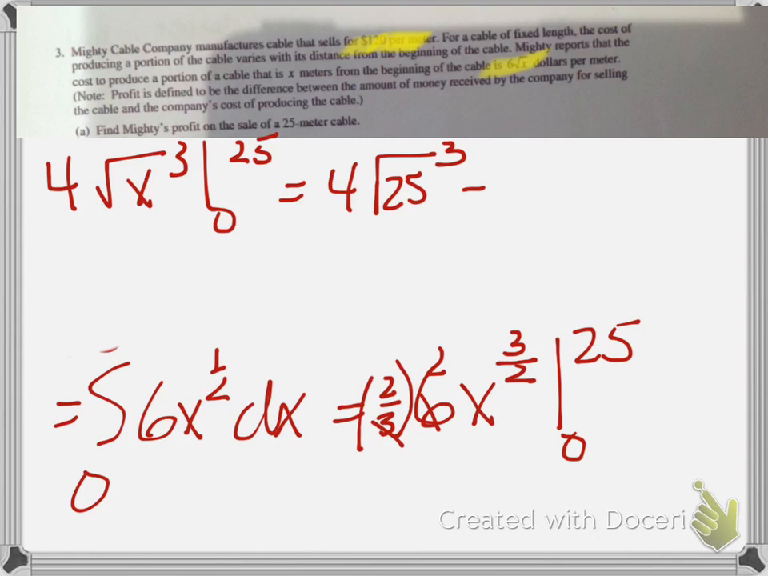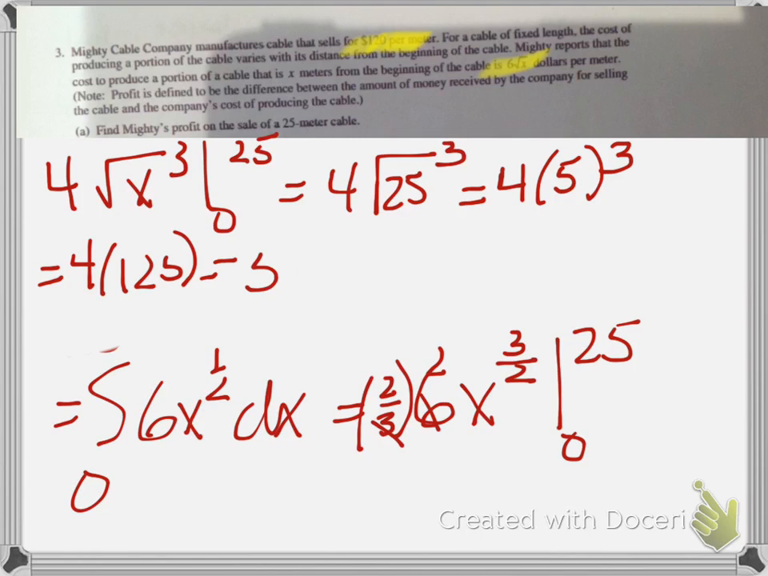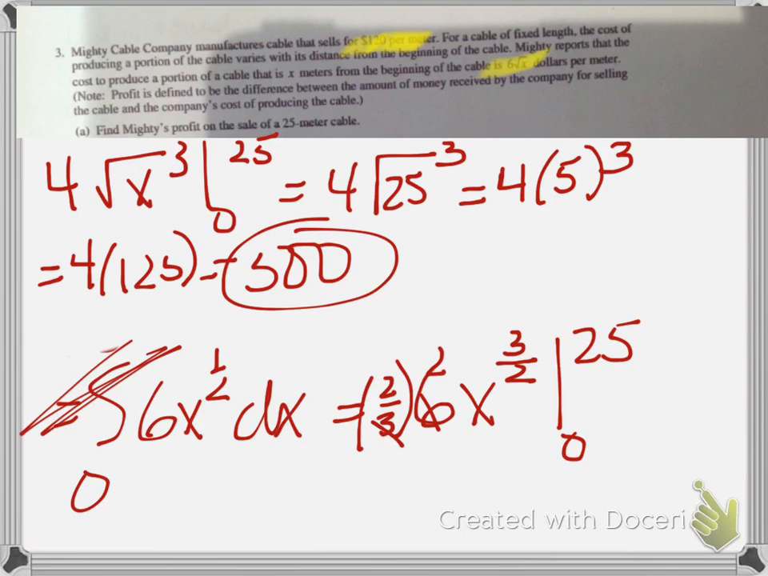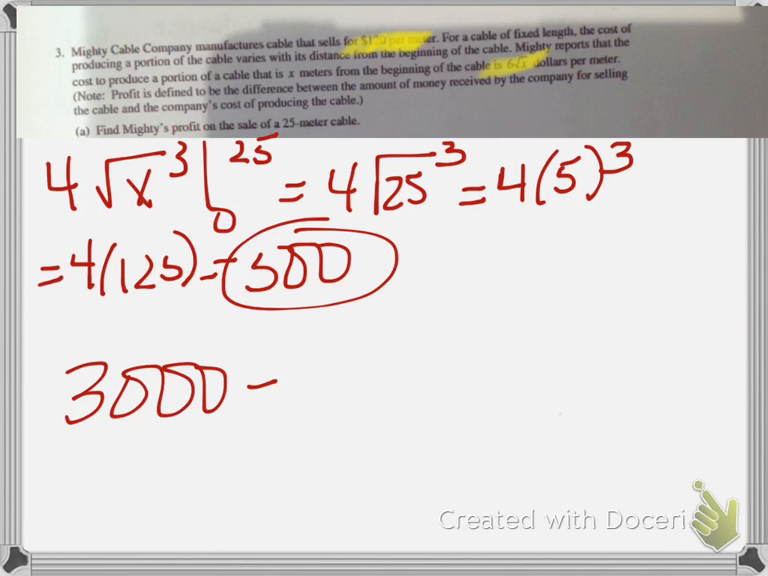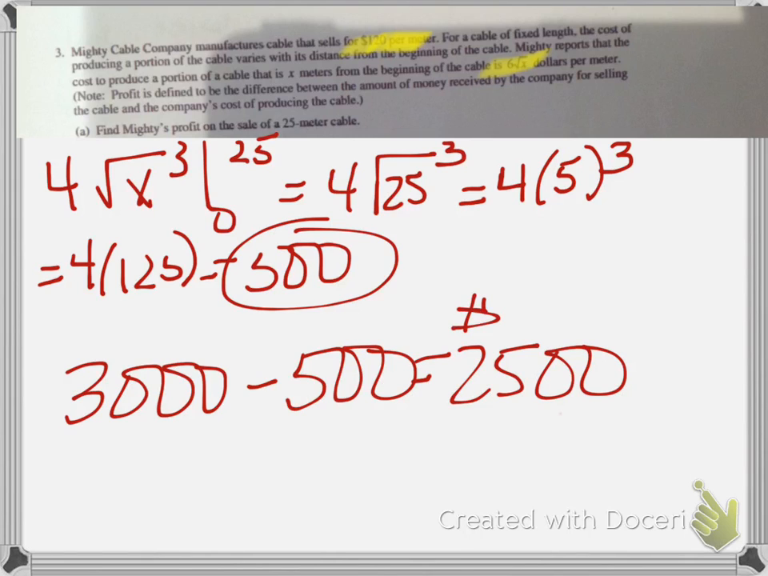Okay, and then this is going to be 4 times 5 to the 3rd power. That's equal to 4 times 125, which is equal to 500. Okay, so $500 is how much it cost to produce it. So before I erased it, we said that they're going to make $3,000, but then they had to spend $500 to produce it, so that means that their profit was $2,500.